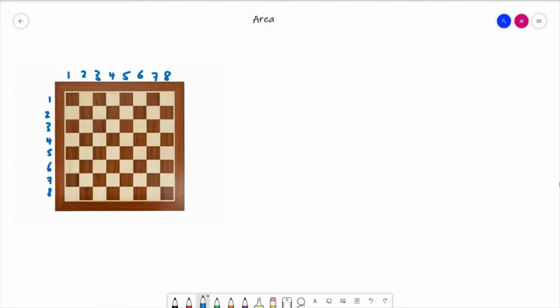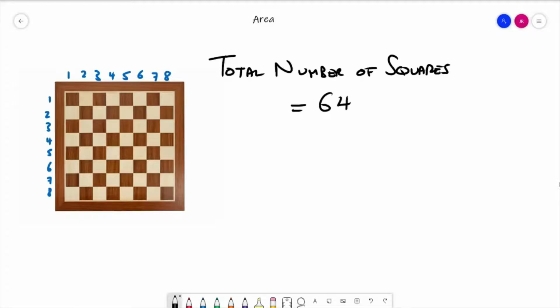Now, of course, if you really want to, you could pause the video and count up the number of squares if you've really got so much time on your hands. But hopefully we can see that we've got 8 rows and each row contains 8 squares. Of course, if you want to look at it the other way, you've got 8 columns and each column contains 8 squares. So therefore, the total number of squares is 64.